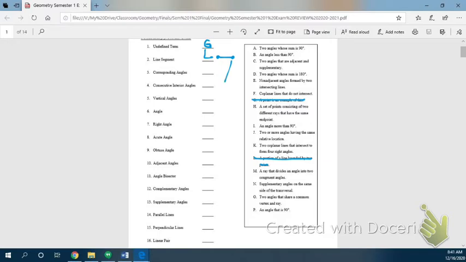Corresponding angles are when you have angles that are in the same relative location. Those would be corresponding angles. So that would be J. Four says consecutive interior angles. Consecutive interior angles are when they're both on the inside. Those are consecutive interior angles, and they're also supplementary. So consecutive interior angles would be N.